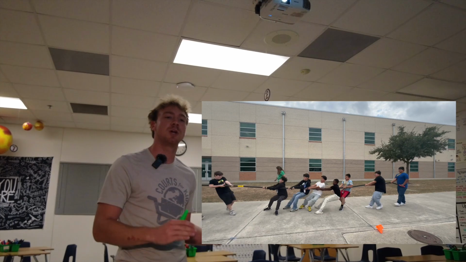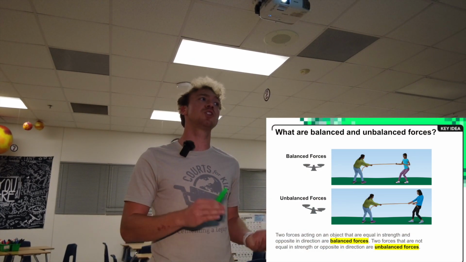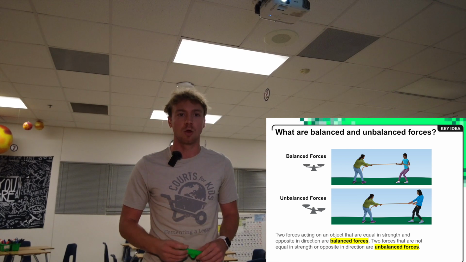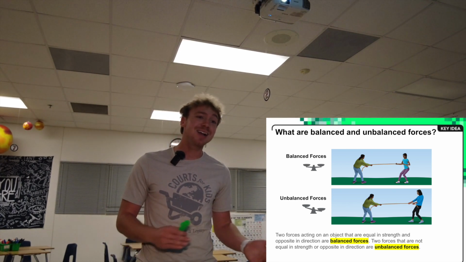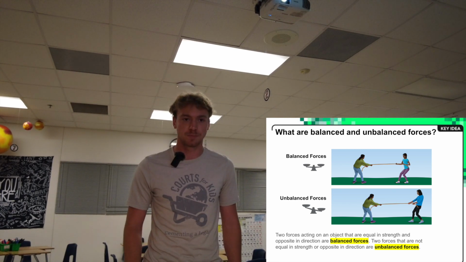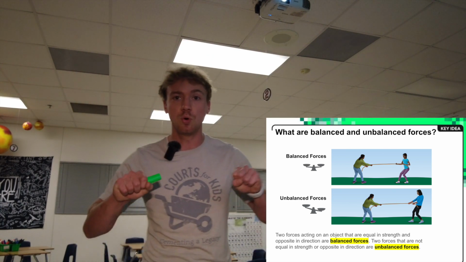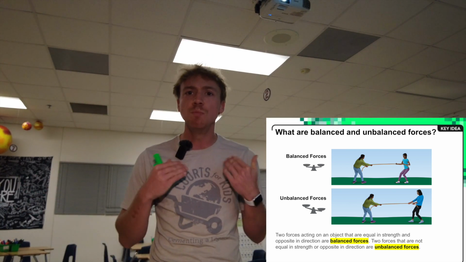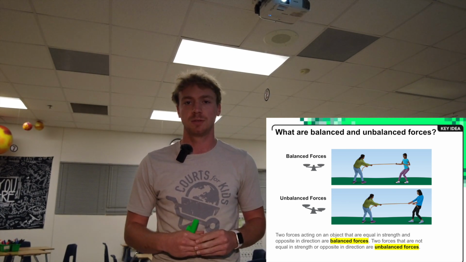As we played tug-of-war, we talked about the difference between balanced and unbalanced forces. We said that two forces acting on an object that are equal in strength and opposite in direction are balanced forces. Two forces that are not equal in strength or opposite in direction are unbalanced forces. So hypothetically, if we're playing tug-of-war and both sides pull with the same amount of force, there's no movement. The net force is 0 newtons, all right, and it's balanced.